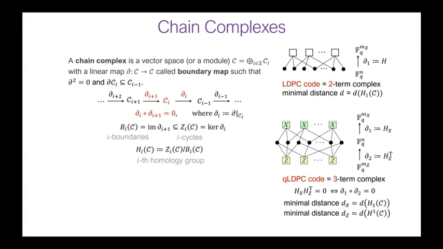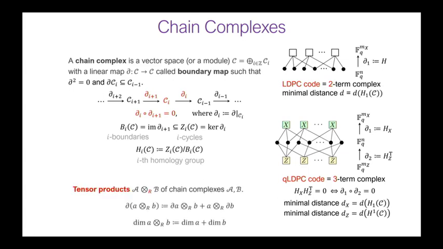In particular, the property that I mentioned when I defined chain complexes is exactly the property that we require for CSS codes. One of the main ideas behind all this new construction is the idea of the tensor product, and here I present it in the most general way. If you have two vector spaces, and we can consider these vector spaces as modules over some ring, then we can define a tensor product over this ring.